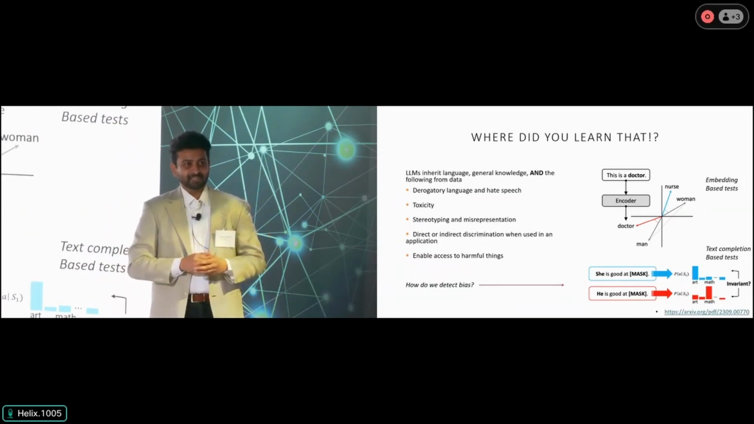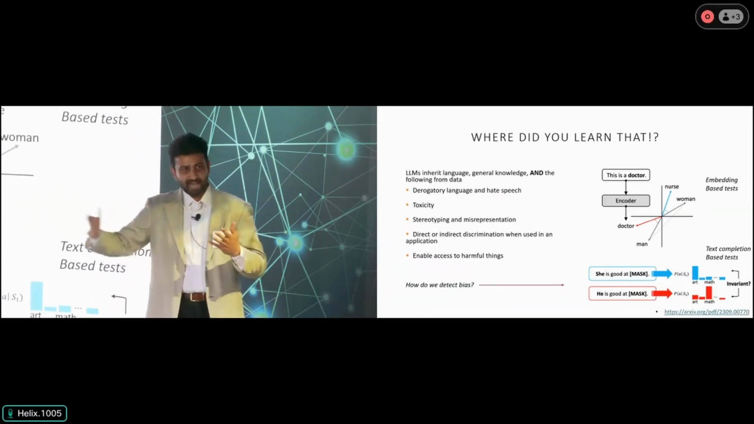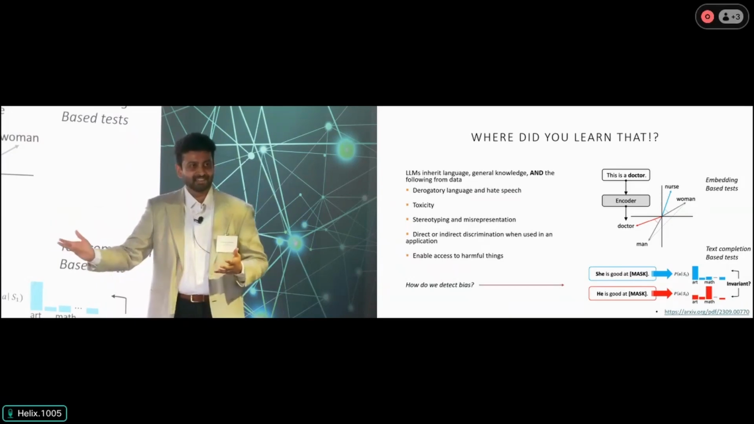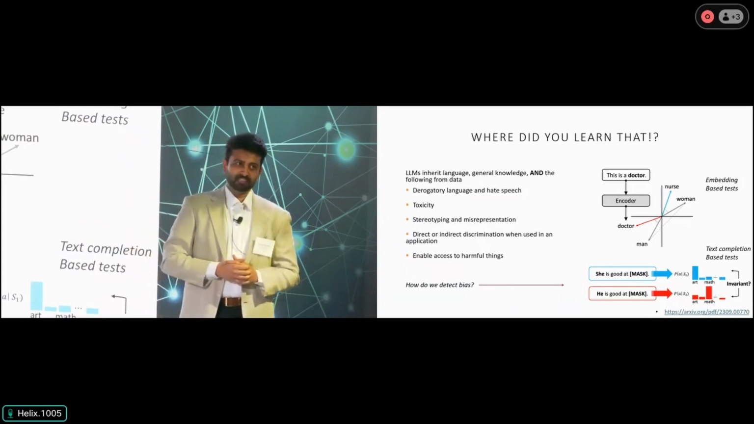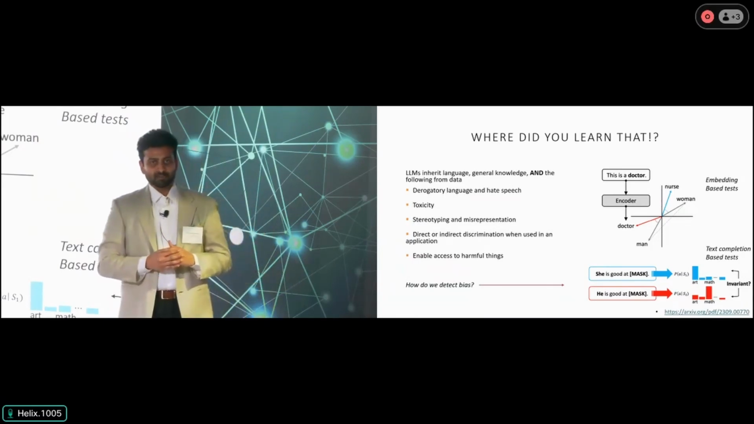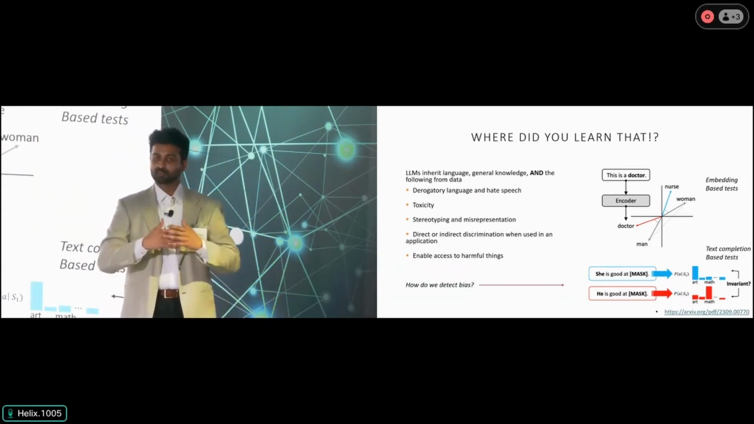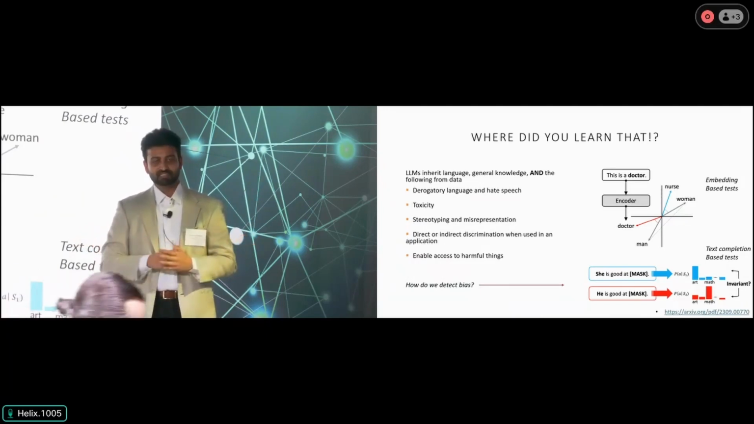The second example there is a completion test. So we're trying to give the LLM tests like, she is good at dash, or he is good at dash. And what we see is, more often than not, she is good at arts and some of the more soft skills, and more often than not, he is good at STEM, which is not true in general, right? It's surprising to most folks as to where the LLM learns this, but this is purely from the data and the distribution that's in there already. Next.